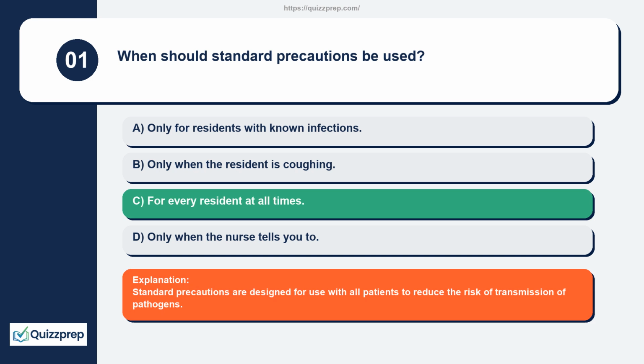Standard precautions are designed for use with all patients to reduce the risk of transmission of pathogens.